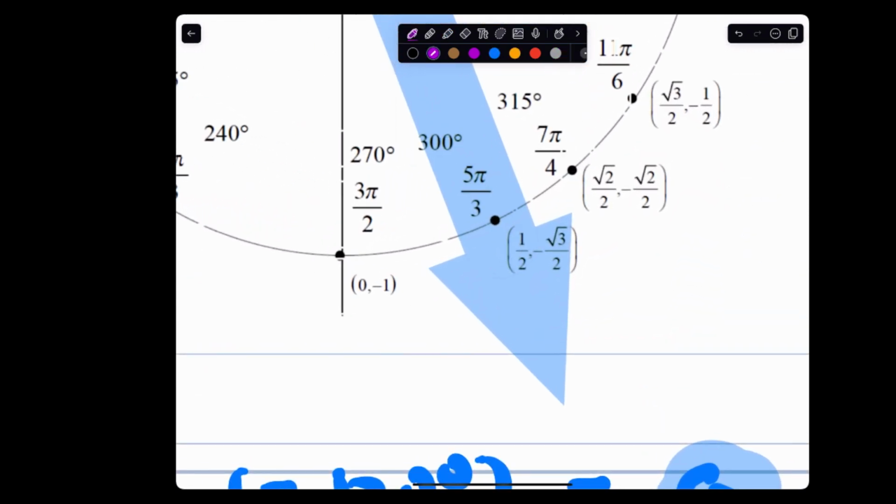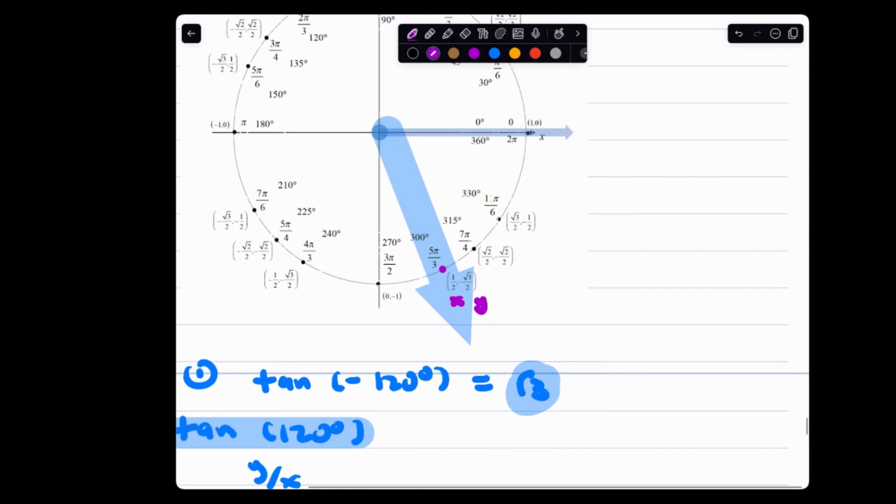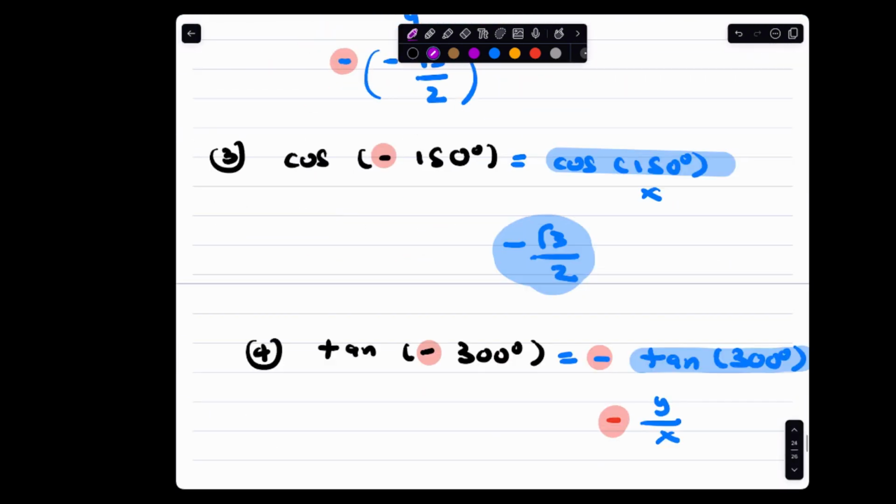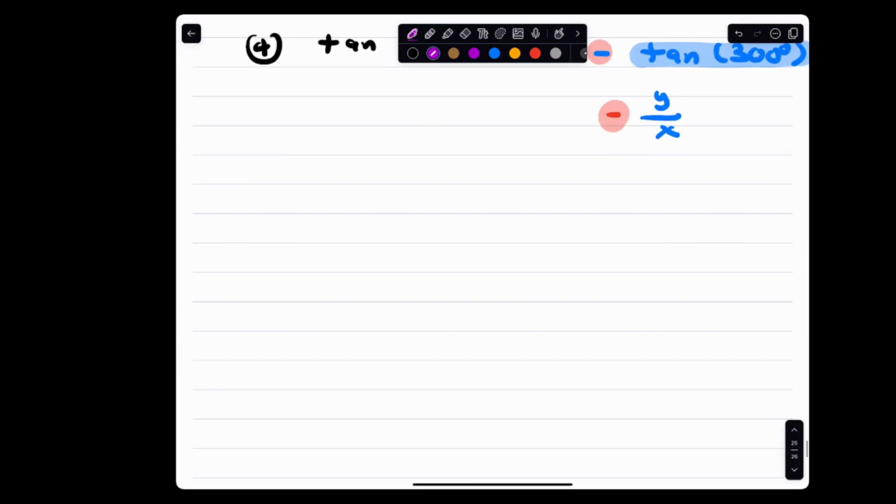And since it's tangent, we need the x and y coordinate, right? The y coordinate is negative. The x coordinate is what? Positive, right? So you have negative square root of 3 over 2 divided by a positive 1/2.